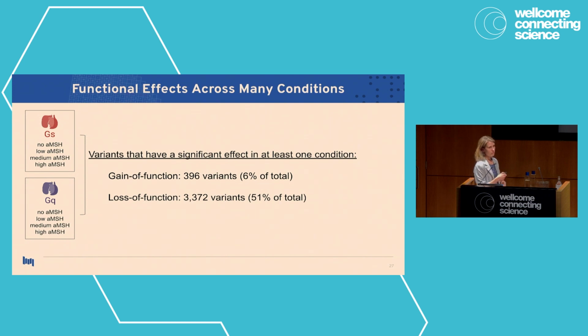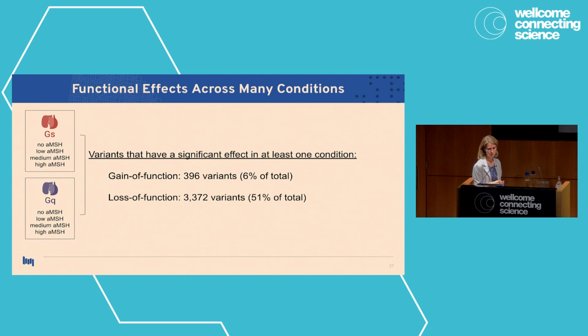All right, and then at a very high level for variant classification, we can look across a variety of our different data sets. And so this is just showing, we asked the question, how many variants have a significant effect in at least one of the conditions under kind of normal agonist stimulation. So this is for both the GS assay, the GQ assay, across all different alpha MSH concentrations. And lo and behold, about 6% of the variants have a significant gain of function effect on MC4R activity, and about half of the variants have a significant loss of function effect in at least one of the conditions that we looked at.